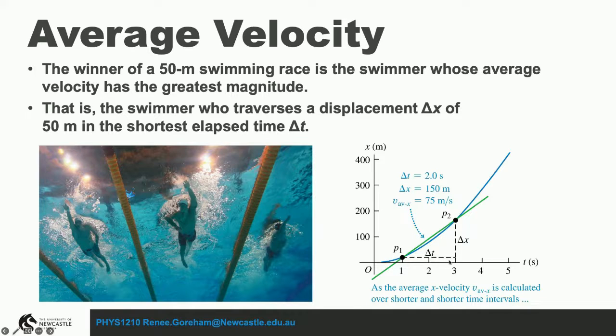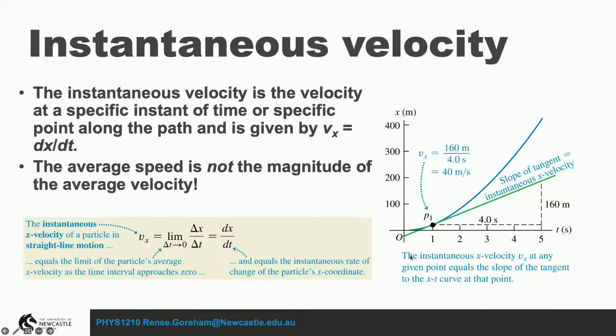So delta t being t2 is 3 seconds, t1 is 1 second, and then again we can extrapolate across to the x2 position and the x1. So now let's look at how that changes with instantaneous velocity.